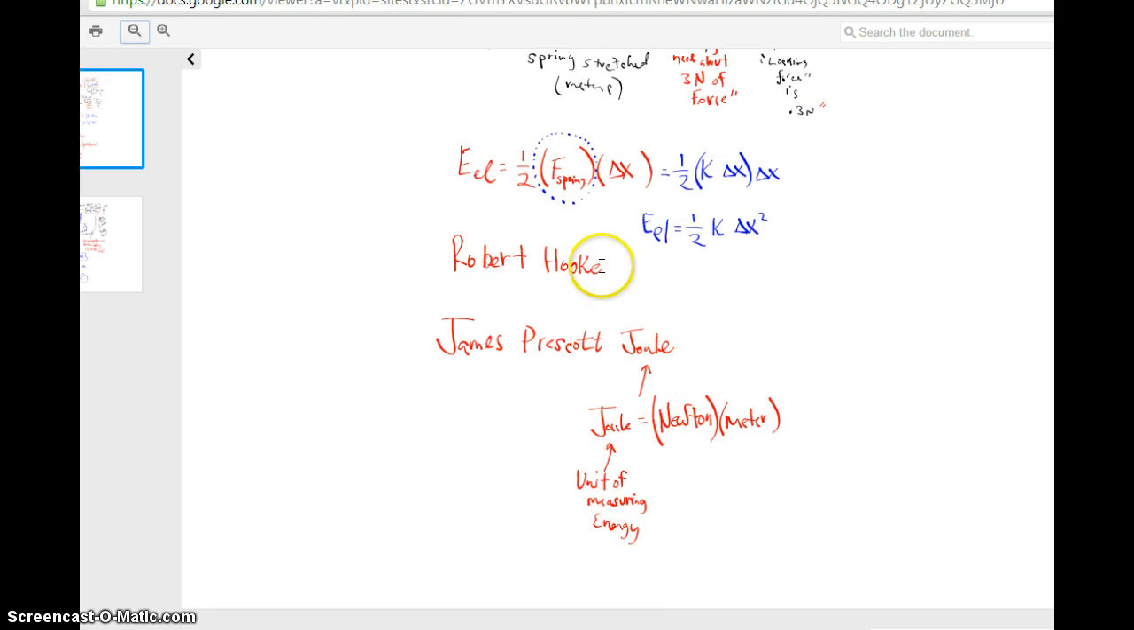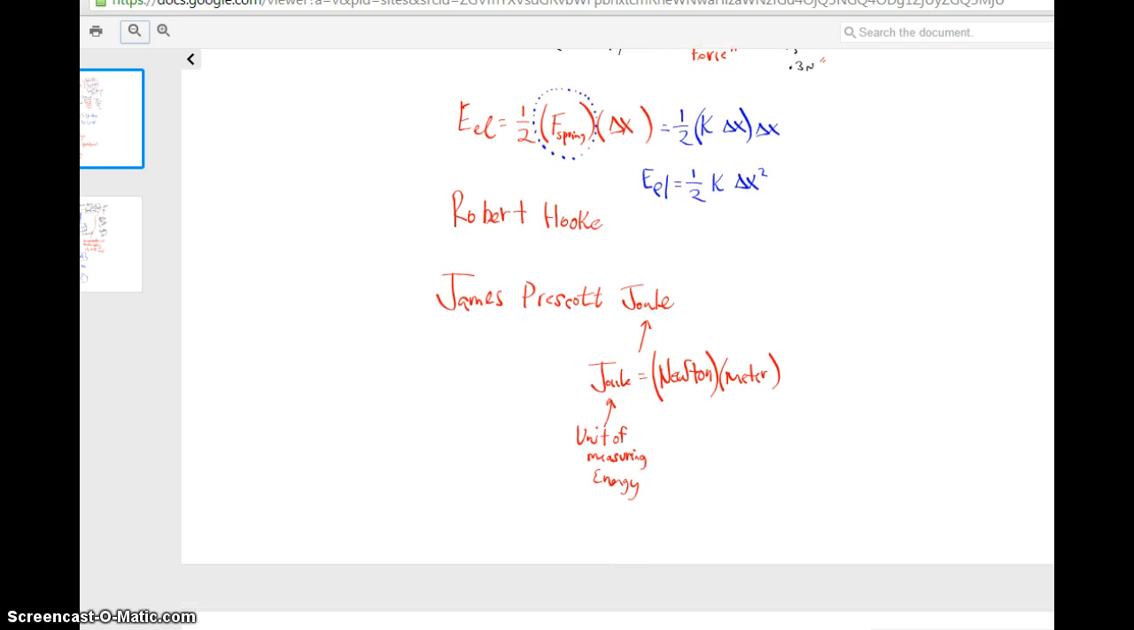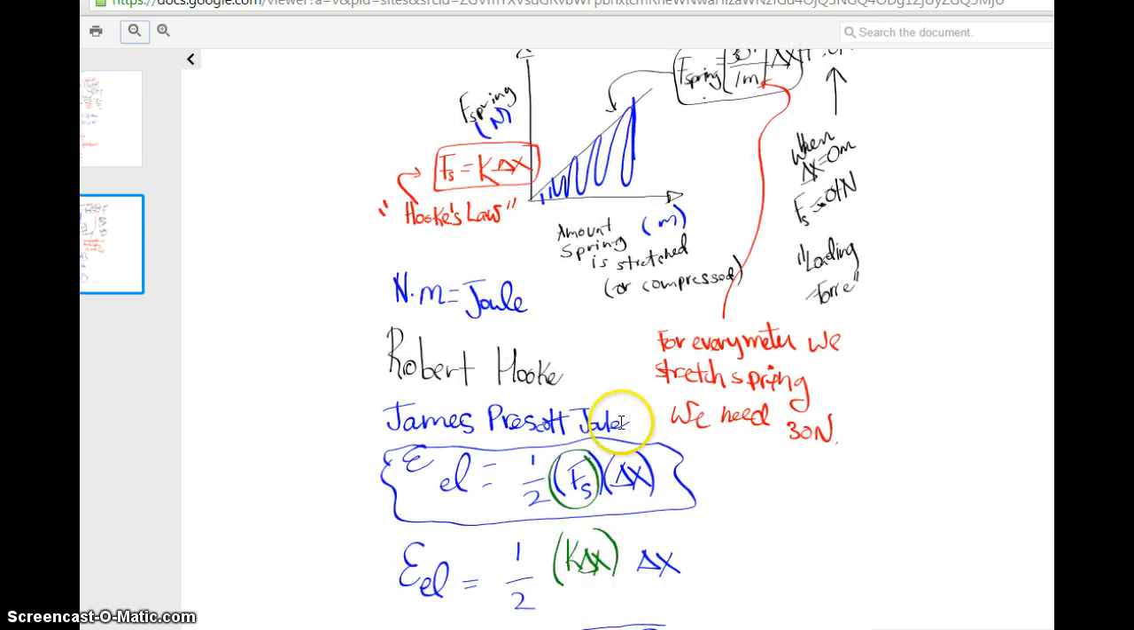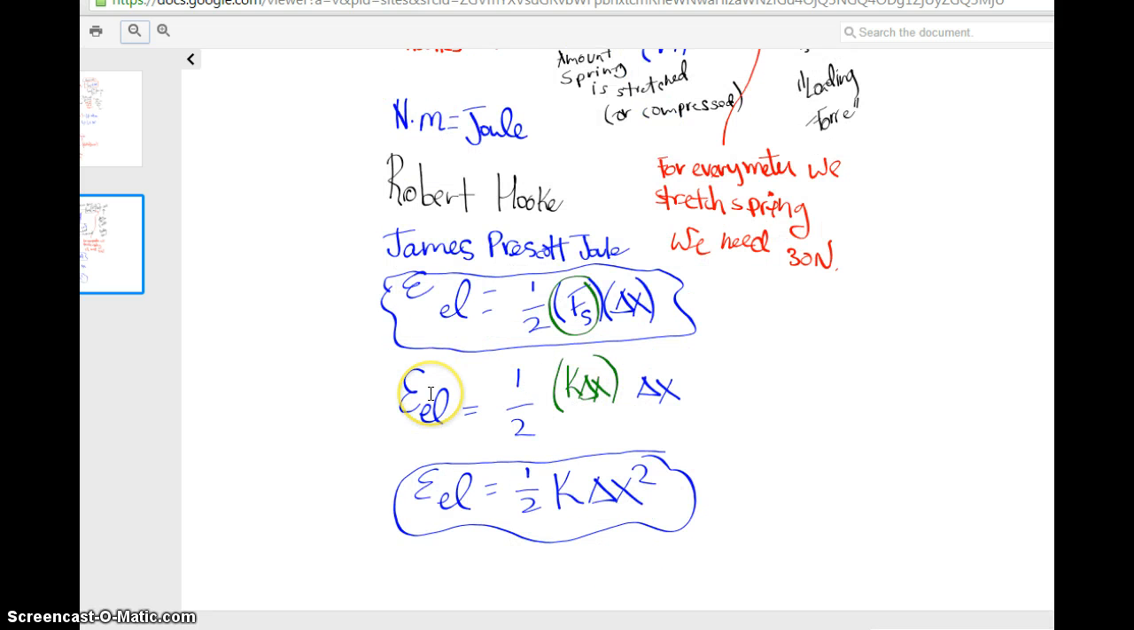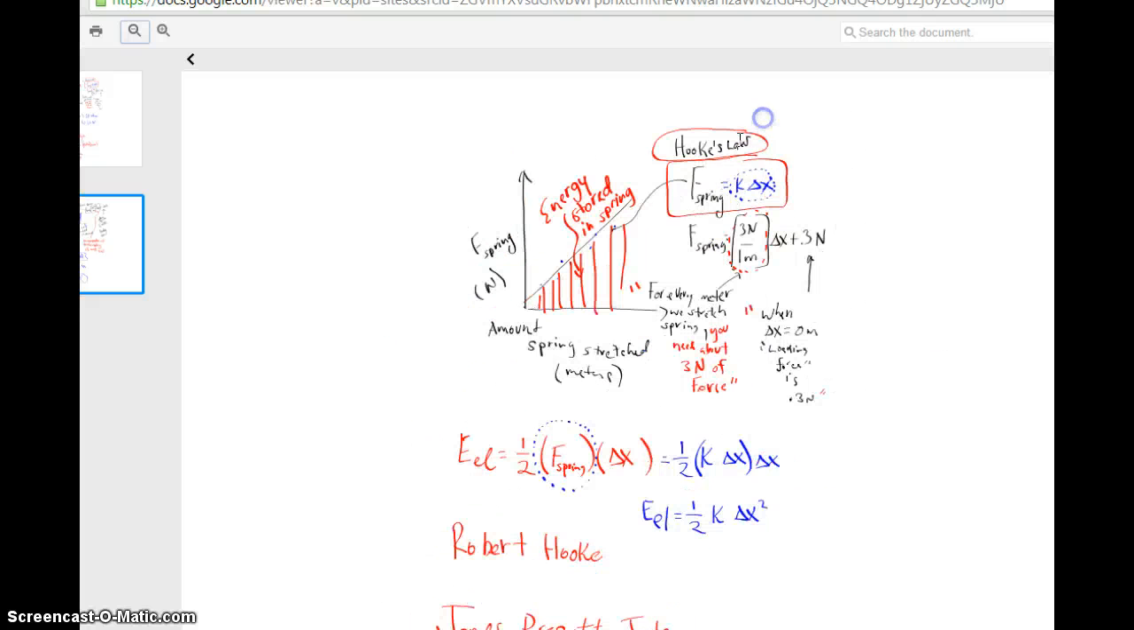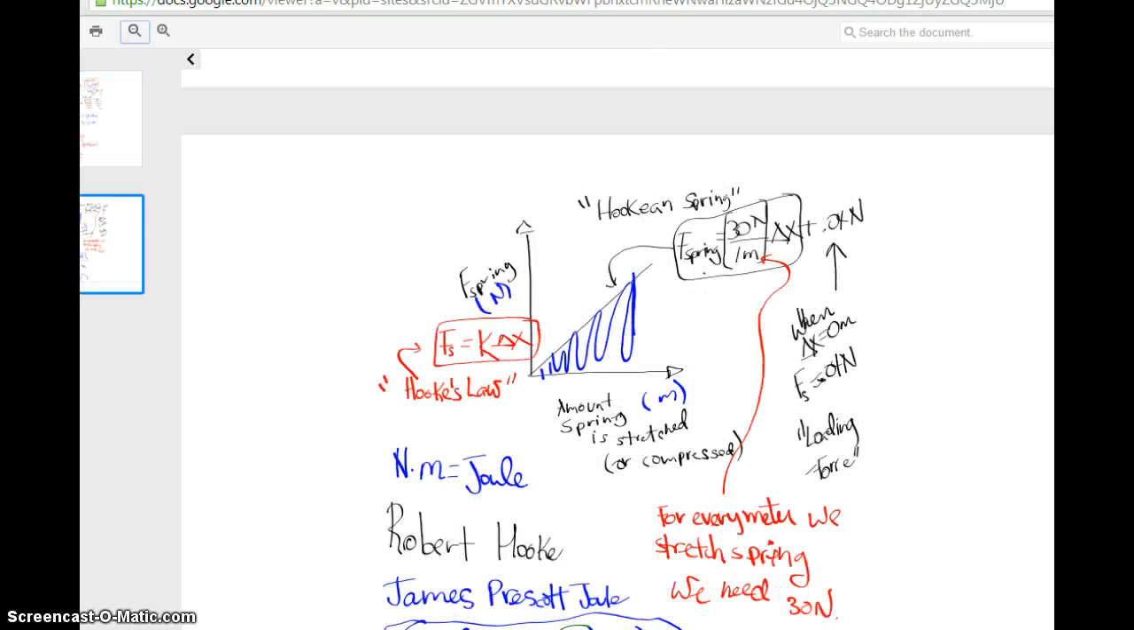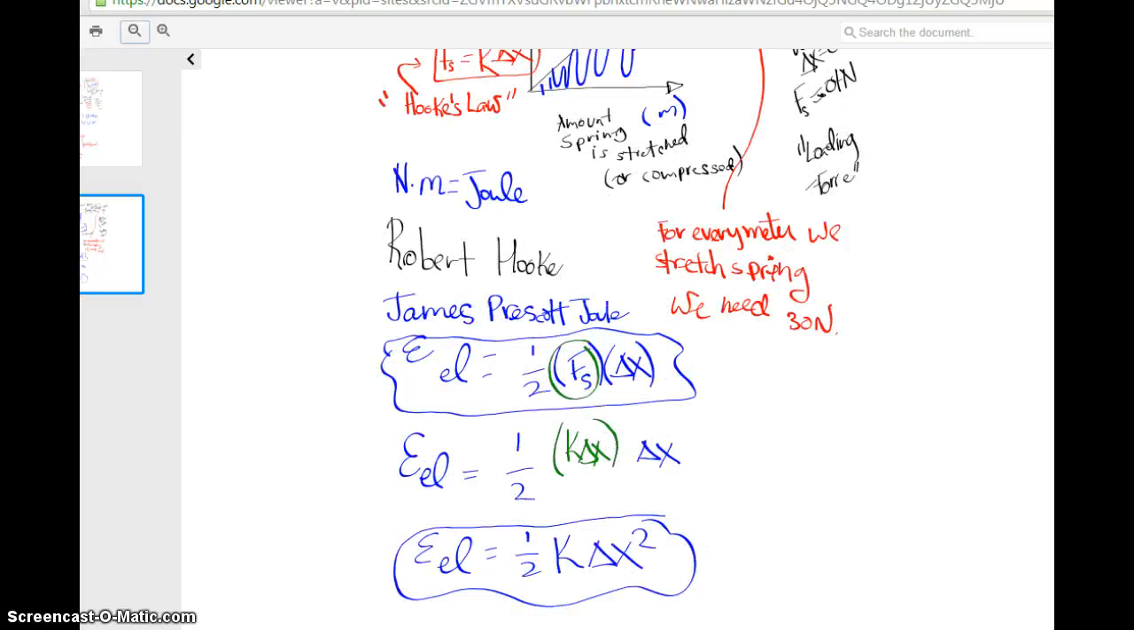And Joule made this equation to find the energy, like the unit of measuring energy, newtons times meters. So we're given this again: the elastic energy equals 1/2 times the force of the spring times delta x. Well, this one is the elastic energy equals 1/2 times K delta x, which is the force of the spring. Oops, that's not it. This one basically, and the delta x, and we're given this equation.